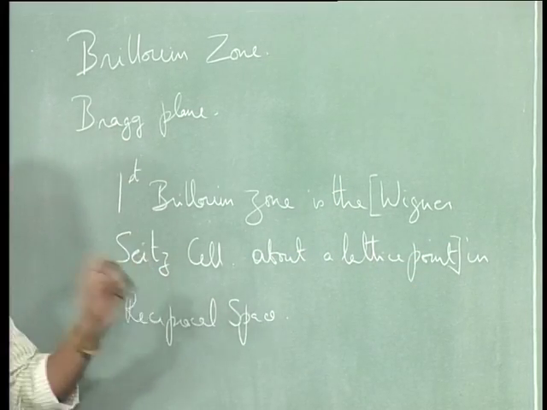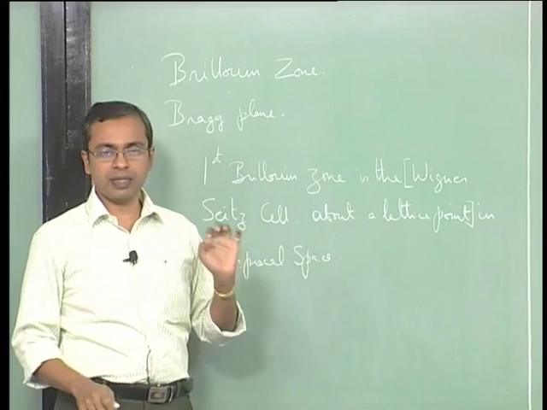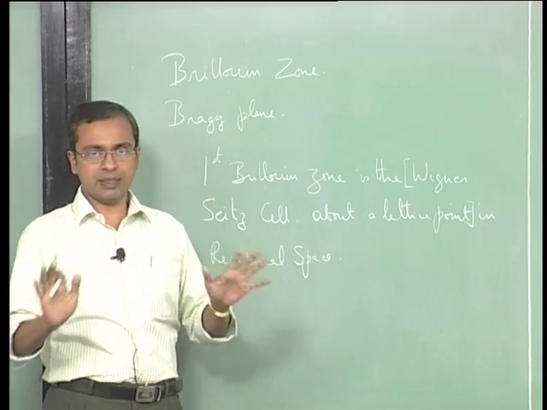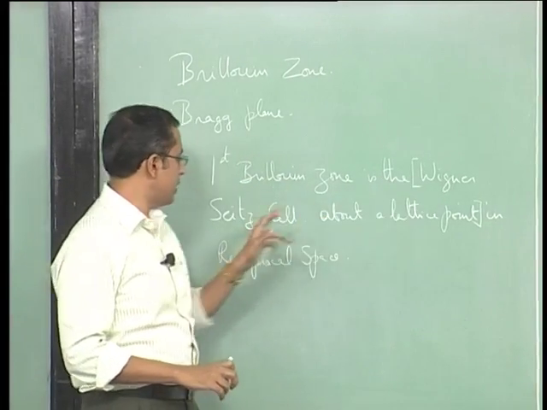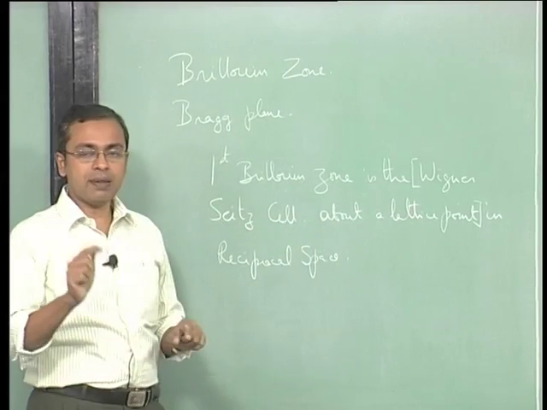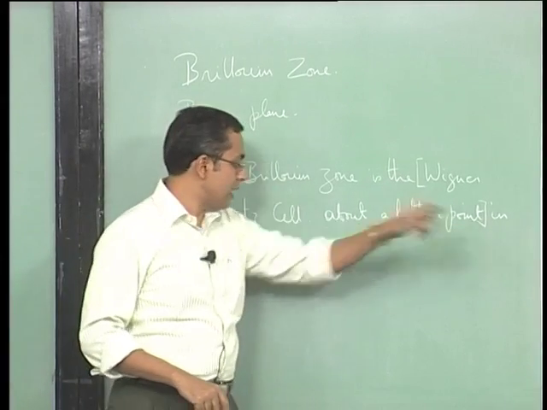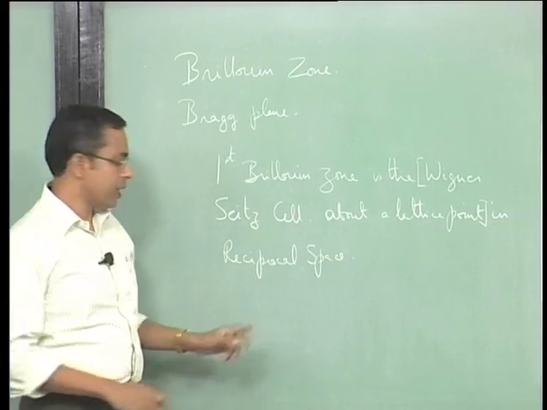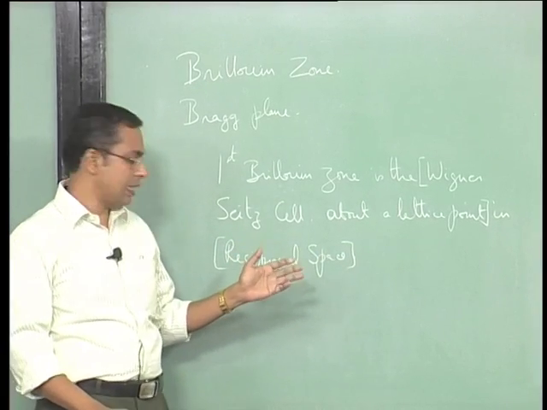Okay, a Wigner Seitz cell about a lattice point. Any lattice I give you, you understand how you can come up with a Wigner Seitz cell about that lattice point. That is a very straightforward process, right. So the first Brillouin zone is the Wigner Seitz cell about a lattice point. That part is clear, except that the further qualification we are adding is that it is a lattice point in reciprocal space.